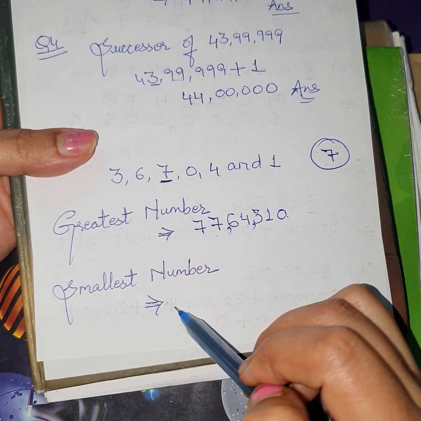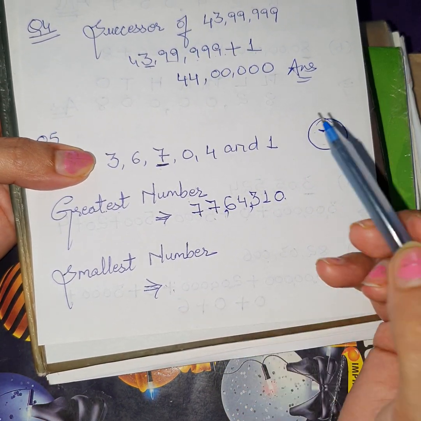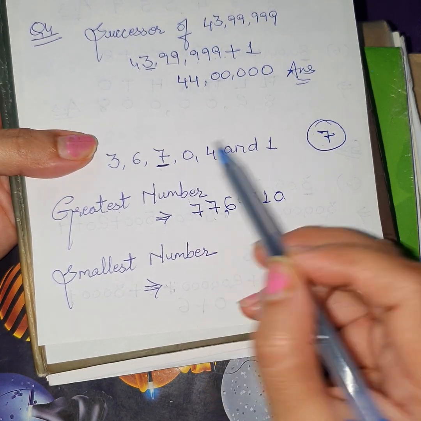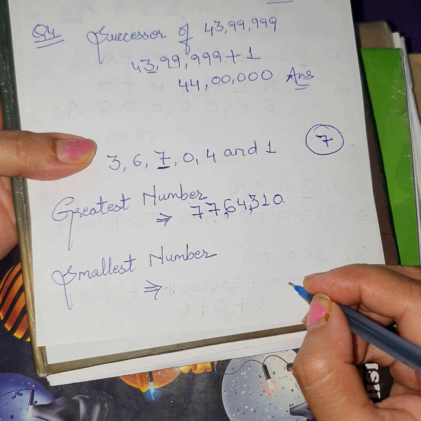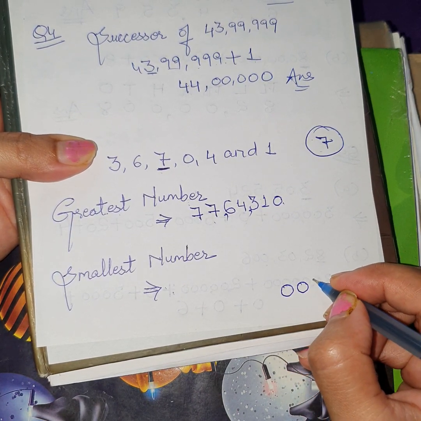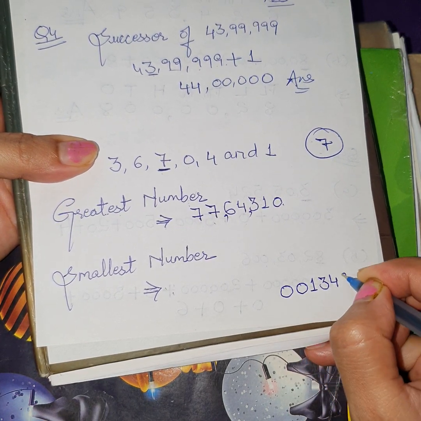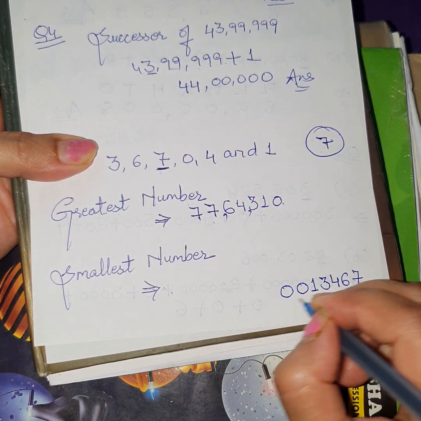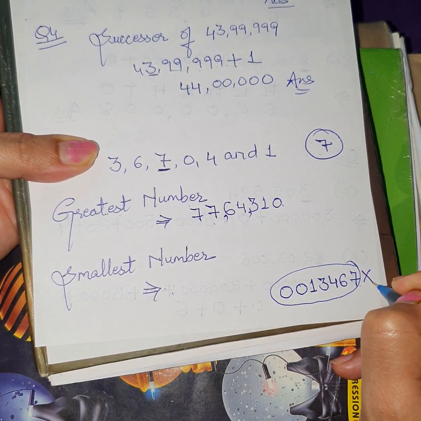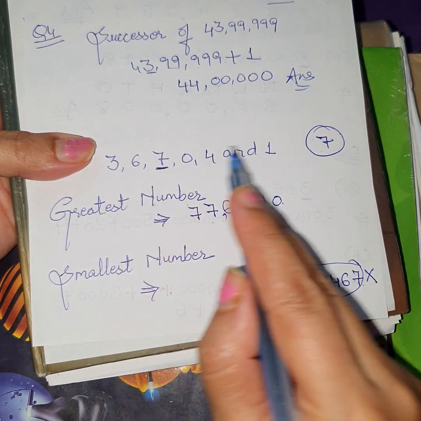Now when we are asked to frame the smallest number, we will not begin our number with 0. Remember students, if you start with writing 2 zeros, and then 1, 3, 4, 6, 7, this number is counted as wrong. This is not the smallest 7 digit number using these 6 digits.